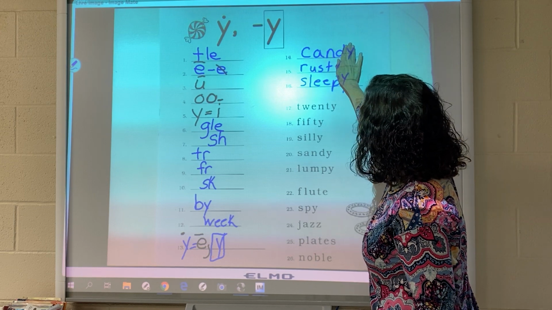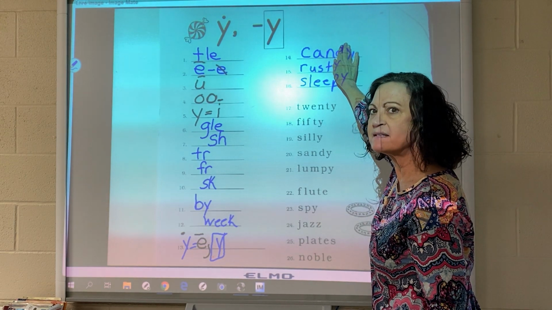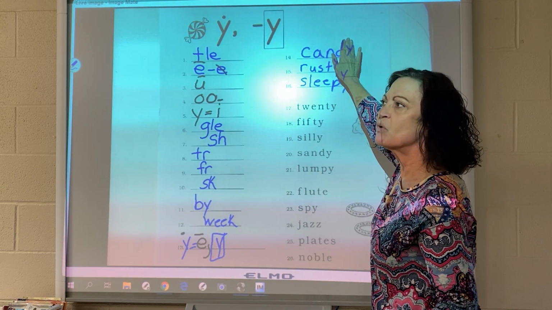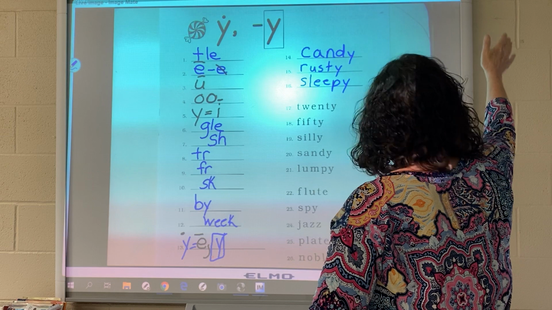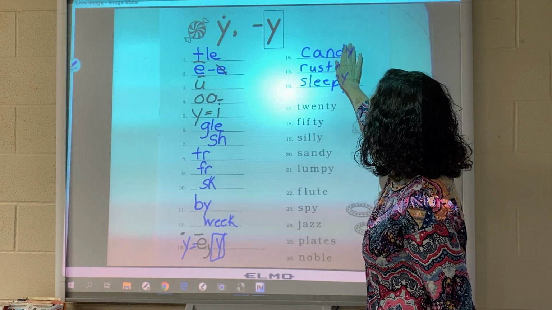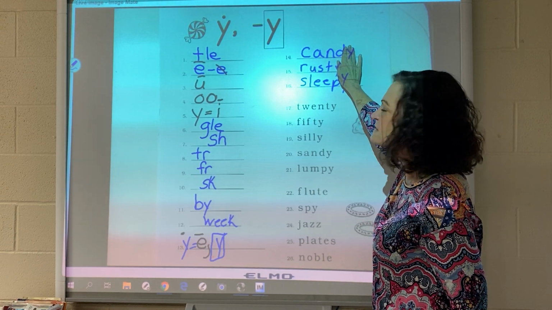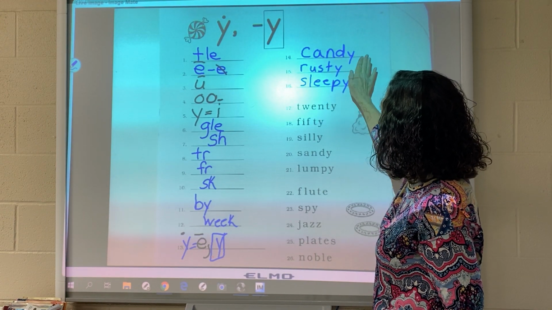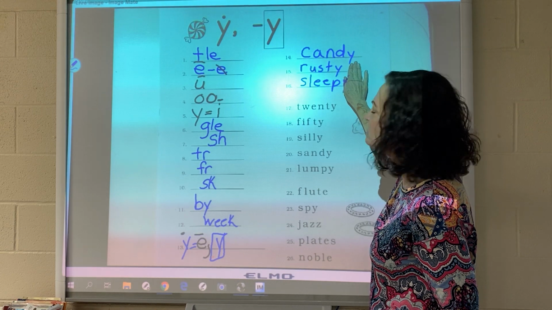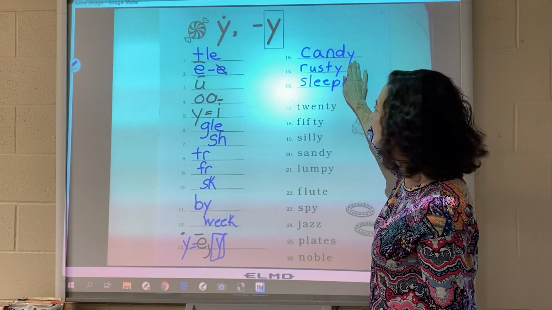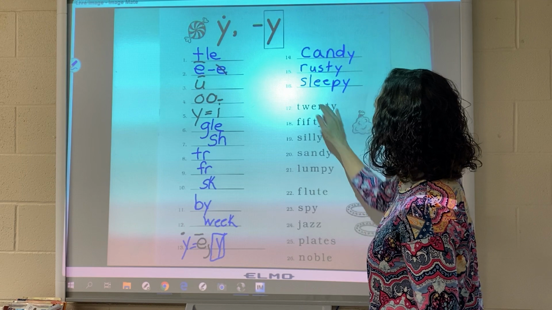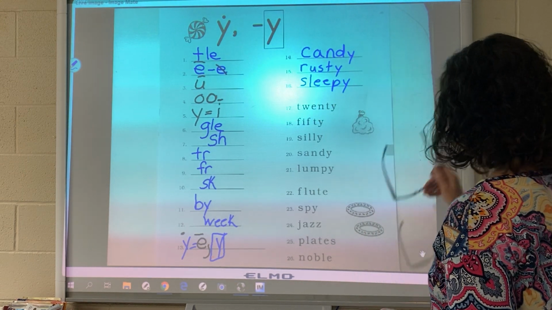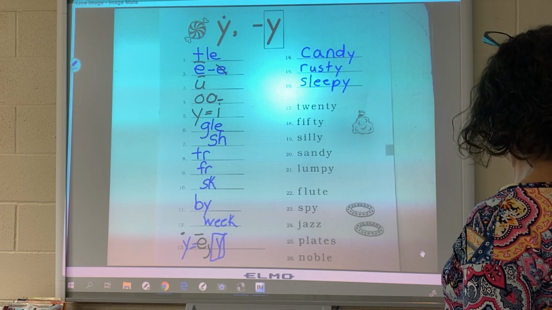Rusty, if I take that Y away, I still have the word rust, and that means in the state of, or having rust. Full of rust is rusty. So that would be in a box. And then sleepy is in the state of, when you're sleepy, you want to sleep. If I take that Y away, I have the root word sleep, and I put that Y in a box.